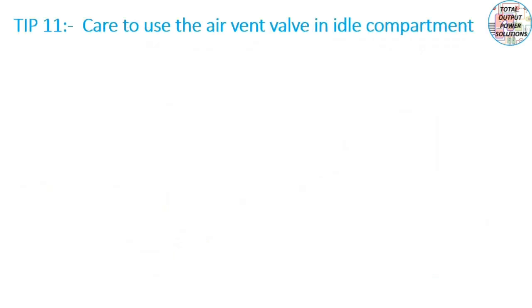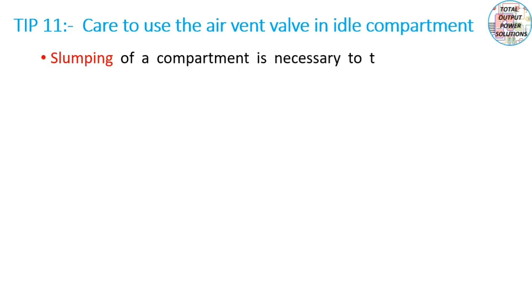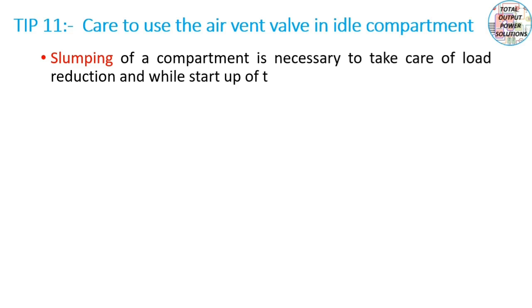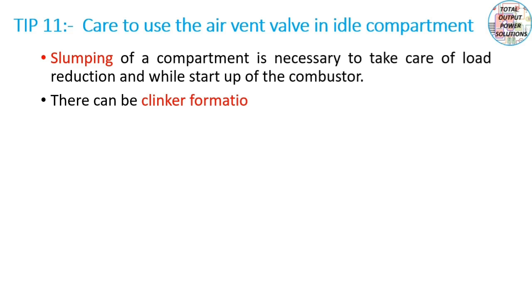Tip number 11. Care to use the air vent wall in idle compartment. Slumping of a compartment is necessary to take care of load reduction and while starting up the combustor. There can be clinker formation if fuel spillage is present in the idle compartment.